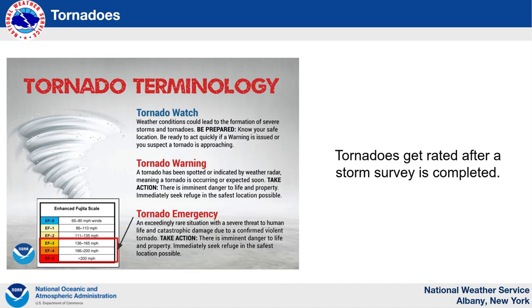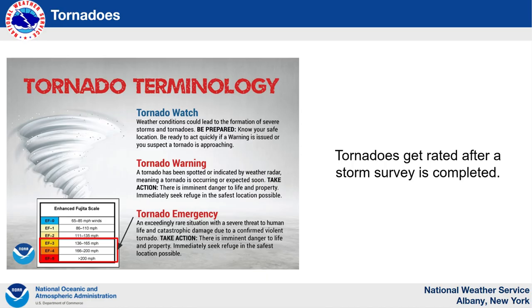A tornado warning is usually issued when a spotter has spotted a tornado and maybe let the Weather Service know, we issue a warning, or it's indicated by weather radar. Majority are indicated by weather radar, meaning a tornado is occurring or expected soon. Take action. There is immediate danger to life and property. Immediately seek refuge in the safest location, which usually is your basement, but could be an interior room like your bathroom in a home.